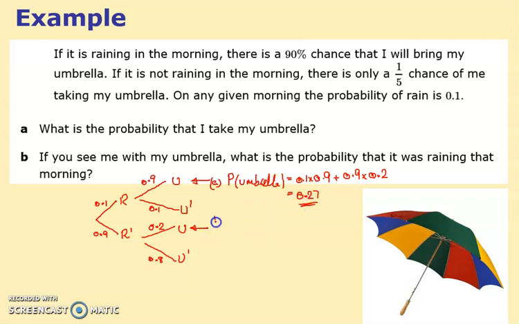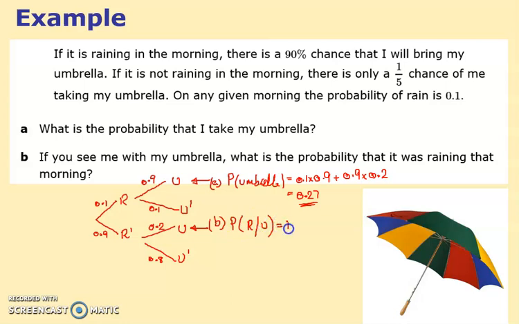And part B, what does B say? It says, if you see me with my umbrella, what's the probability that it was raining that morning? Oh, right, now this is a given probability. This is the other way around. If you see me with my umbrella, what's the probability it was raining? So we want the probability of rain given I'm with my umbrella.